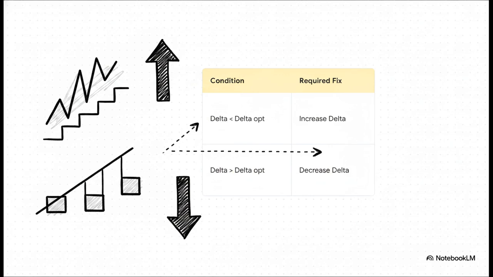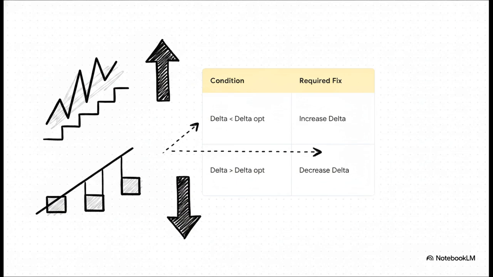Now, because delta modulation only uses that 1 bit, it relies on a fixed step size, which we call delta, and that leads to 2 heavily tested distortions. First, if the original signal changes way too fast for the step size to keep up, you get a slope overload error. The math condition there is delta is less than delta optimum. The fix, you gotta increase the step size.